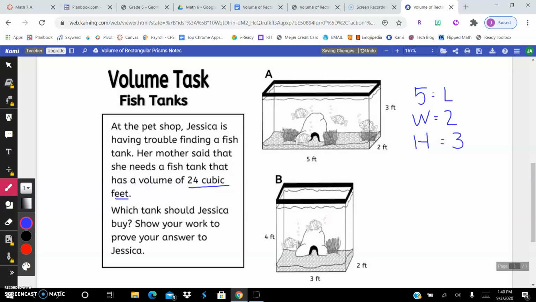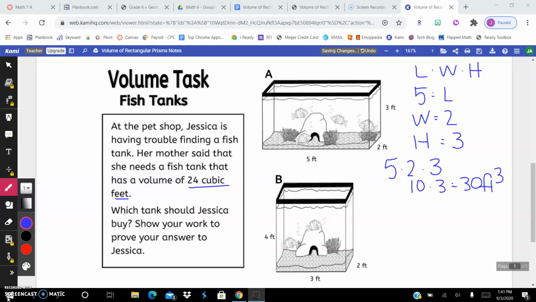So we have to do length times width times height. So 5 times 2 times 3. That would be 10 times 3 is 30. And this time the label is feet, so feet cubed. So 30 cubic feet is not 24 cubic feet that her mother had asked for. So let's check tank B.